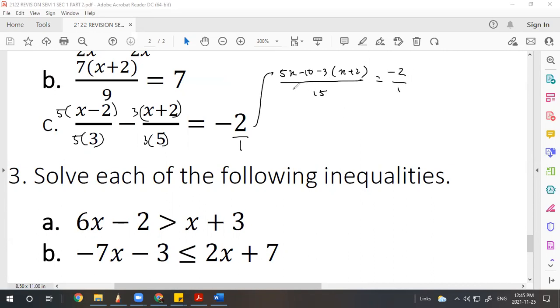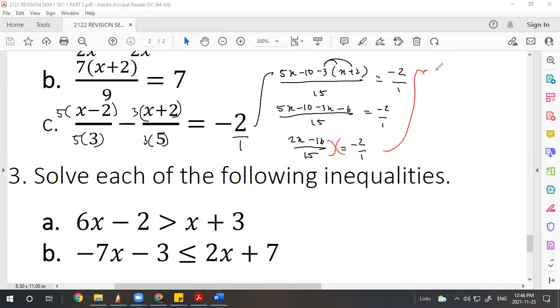Okay. Then open the bracket. 5x minus 10. Here we use the rainbow rule. Minus 3x, minus 6. Over 15 equals negative 2 over 1. Right? Then 5x minus 3x is 2x. Negative 10 minus 6 equals negative 16. Over 15 equals negative 2 over 1. And what do you do? Cross multiply.